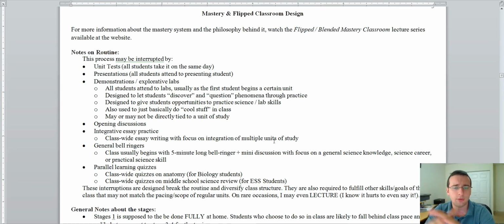And I do that from time to time, depending on how well the class is doing and how much time we seem to have. So we do those demonstrations and explorative labs. I call them the cool day, you know. I also do opening discussions and closing discussions a lot in class. I have another component of my classroom design. It's called a collaborative classroom, and I talk about that in a separate lecture series, and I will mention it on this one as well.